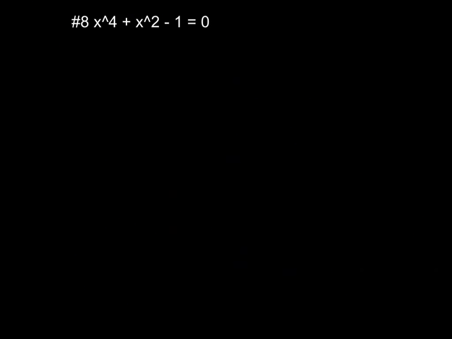Alright, and the last one, and this one's not quite as bad. A little bit tricky, but not terrible. The thing about this one is it does not factor. So what we're going to do is trick the problem. Instead of it saying x to the 4th, I'm going to use some substitution. Watch this. I'm going to let y equal x squared.